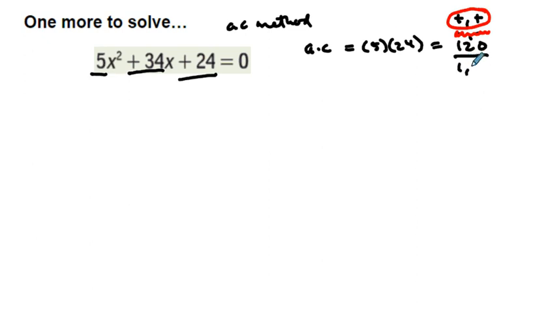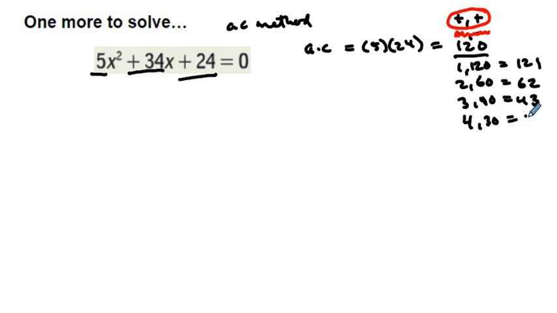So if we have 1 and 120, that adds up to 121. No way, not even close. 2 and 60 add up to 62, getting closer, but still far away. 3 and 40 add up to 43, still a little far away. And then we have 4 and 30, and that's our target number right there. So 4 and 30 are the ones we're going to use, right? Because those add up to our B term.